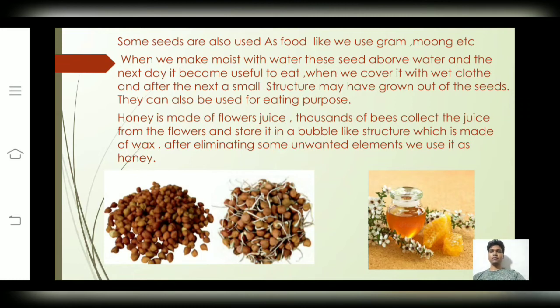Friends, honey is made of flower juice. The process is that thousands of bees collect the juice from the flowers and they store it in a bubble-like structure which is known as wax. After eliminating some unwanted elements, we use it as fresh honey.